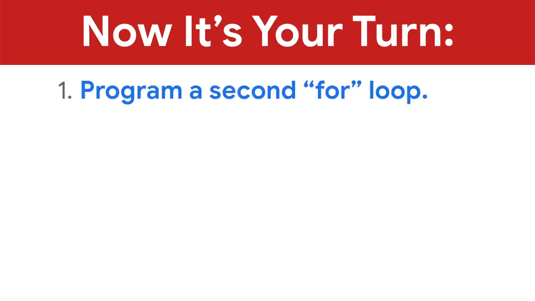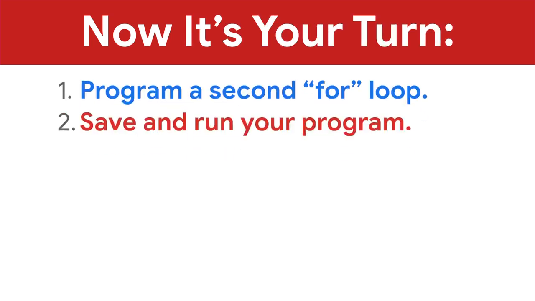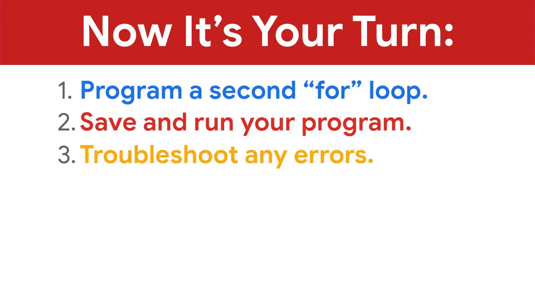Remember, if your code doesn't work or you get an error message, spend a few minutes troubleshooting. In the next video, you will add color to the shapes to indicate progress as you move through your presentation. Now, it's your turn. Program a second for loop, save and run your program, and troubleshoot any errors.